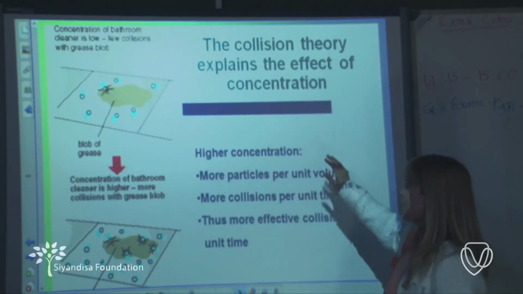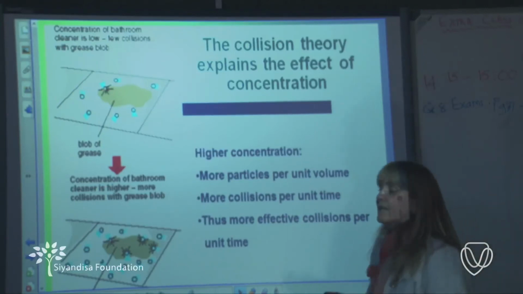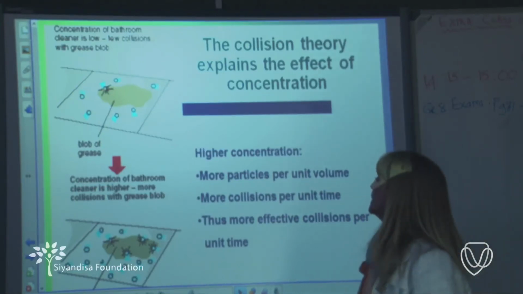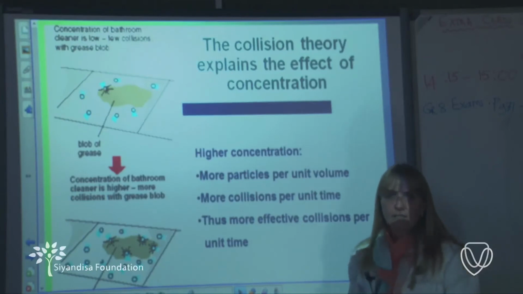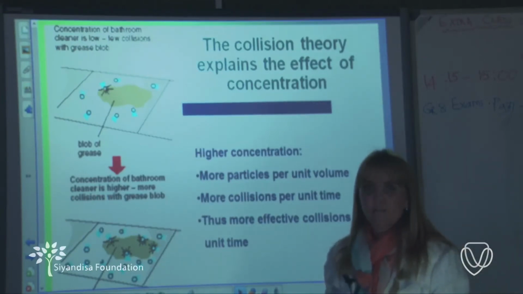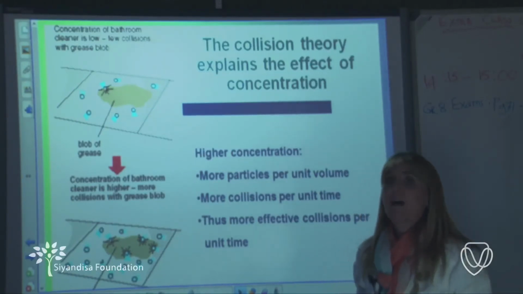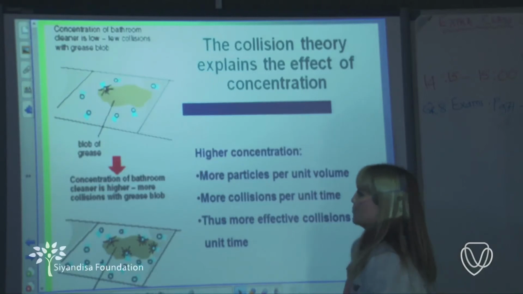So a higher concentration means more particles per volume, which means more collisions per unit time, more effective collisions per unit time, and therefore an increase in the rate of the chemical reaction. You see what I mean about a little recipe for answering these questions? Right, very similar each time we answer it.